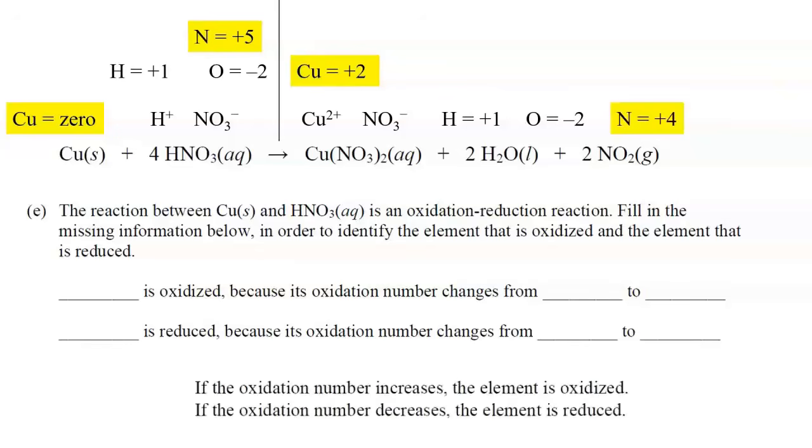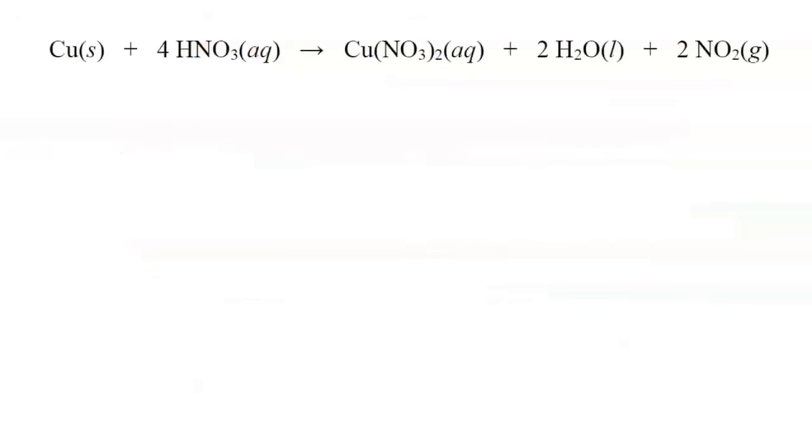Remember that if the oxidation number increases, the element is oxidized, and if the oxidation number decreases, the element is reduced. So copper is being oxidized from 0 to +2. Nitrogen is being reduced from +5 to +4. Now, just to clarify, I know that there are nitrate ions, NO3-, on both sides of the equation. Let me go ahead and focus on what would happen if we wrote the net ionic equation for this reaction.